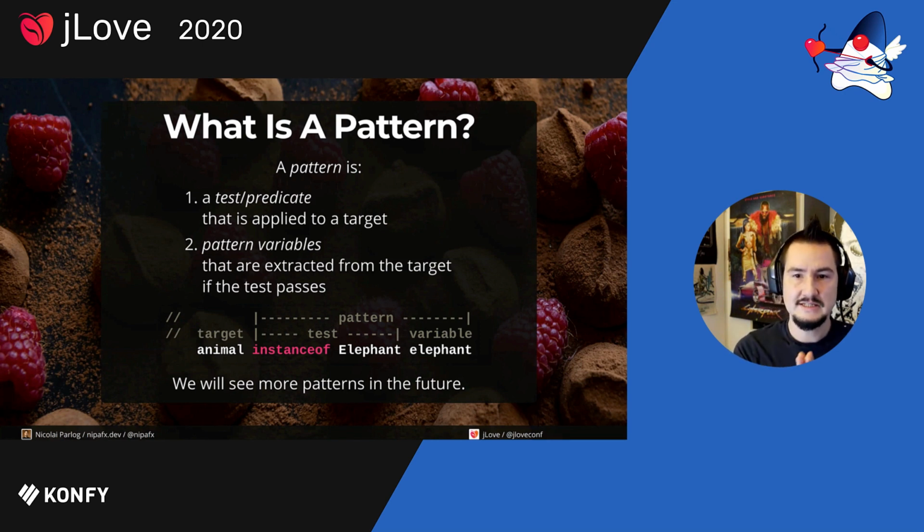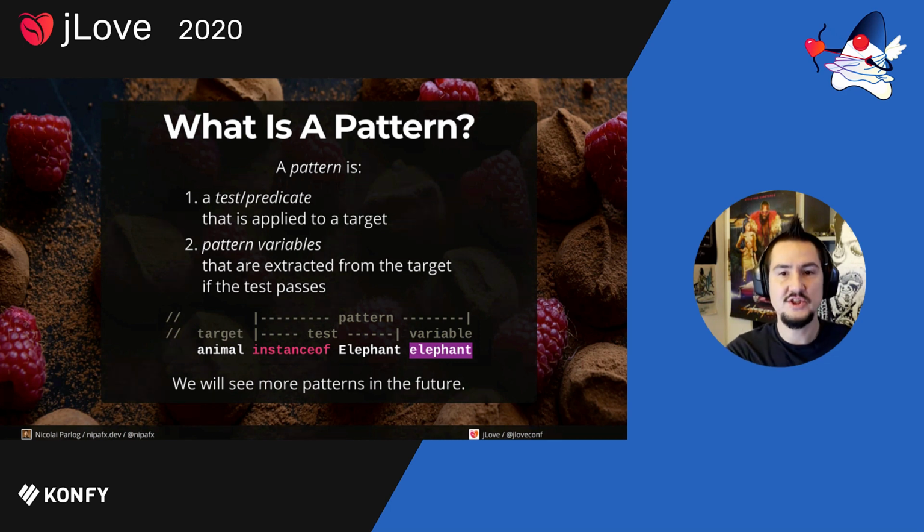So a pattern is, in essence, a test or predicate, some kind of check that is applied to a target. And then we have pattern variables where parts of the target, if it passes that test, are extracted. So let's have a look again at the instanceof check here. We start with the variable, and this is the target for the pattern. Then we have our test. That's this part. Is it an instance of? And if it is, then we extract something into this variable. In this case, that means the casting that I described earlier.